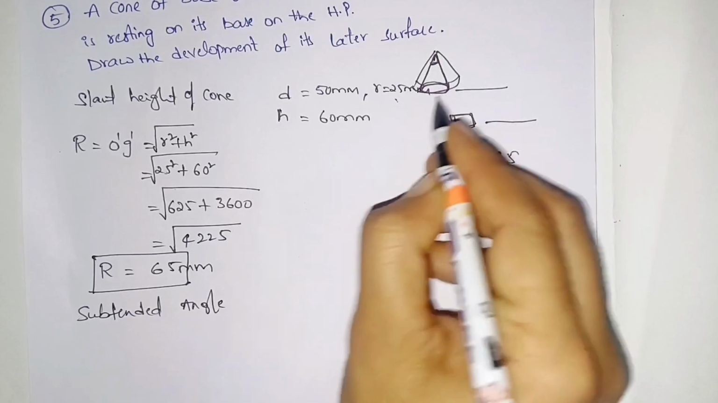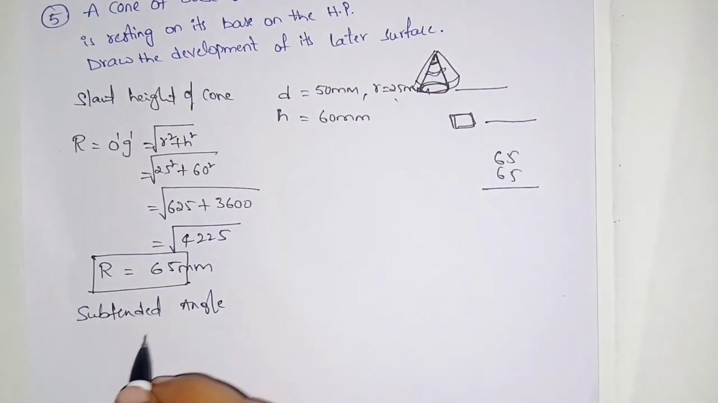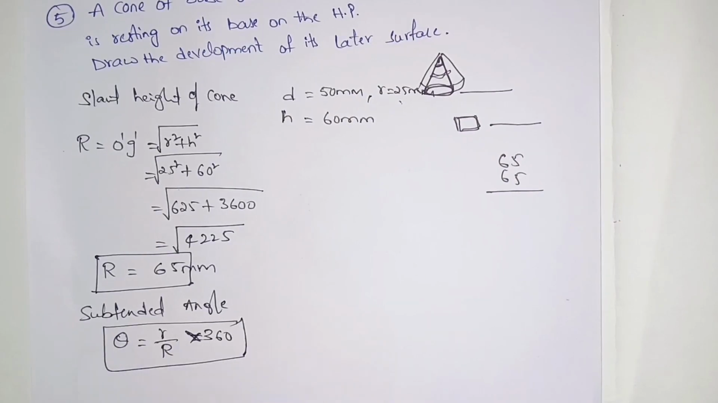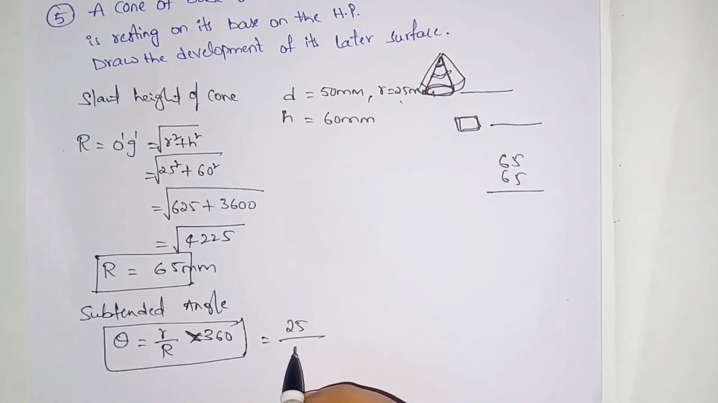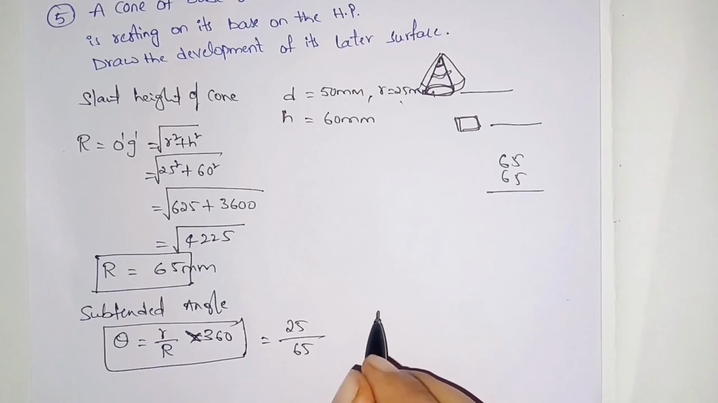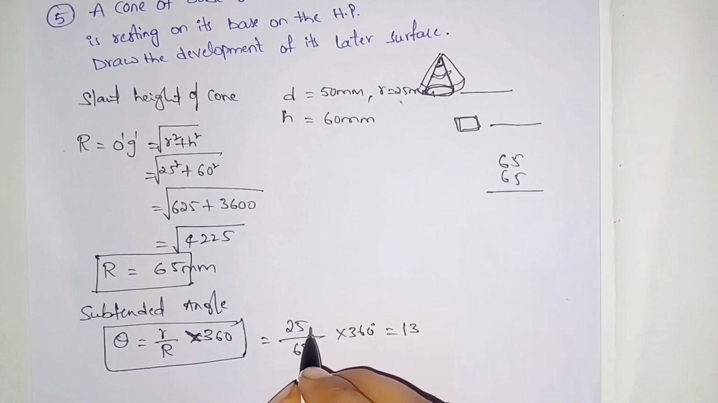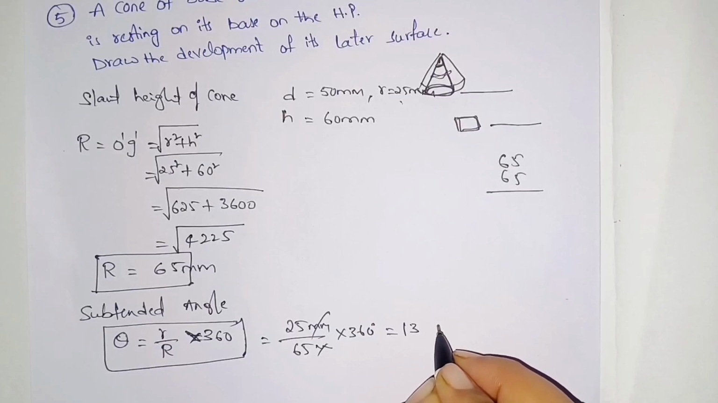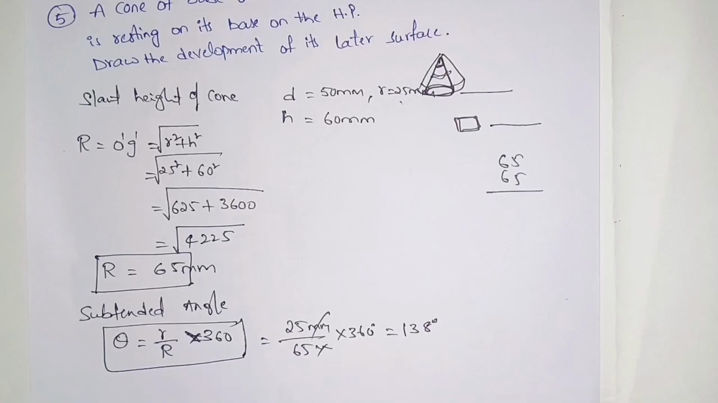And here there is some subtended angle, you have to calculate this angle. This is the cone angle. So we have to calculate the theta value. Theta is equal to small r by capital R into 360. Small r is nothing but 25 and capital R is nothing but 65, into 360 degrees. Here the 25 mm and 25 mm get cancelled. Then it is approx 138 degrees. Theta is equal to 138 degrees.